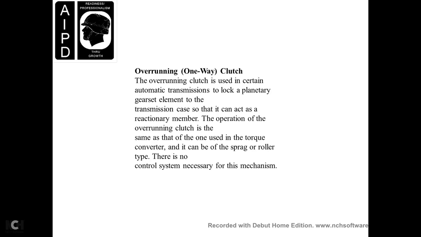Overrunning one-way clutch. The overrunning clutch is used in the automatic transmission to hold a planetary gear set element to the transmission case, as a reaction member. Operation: the overrunning clutch is used the same as the one used in the torque converter, and can be a sprag or roller type. There is no control system necessary for this mechanism.